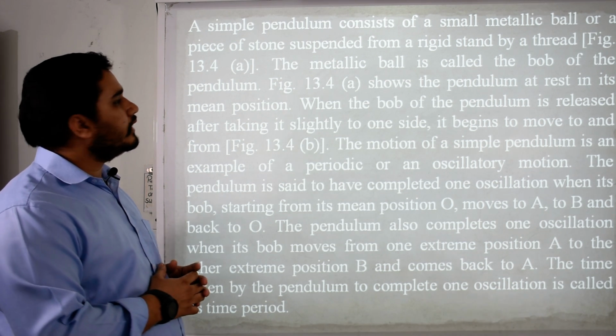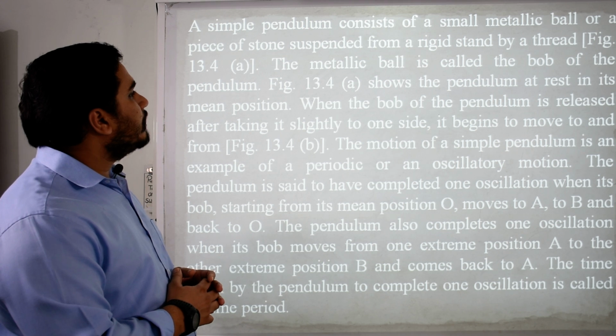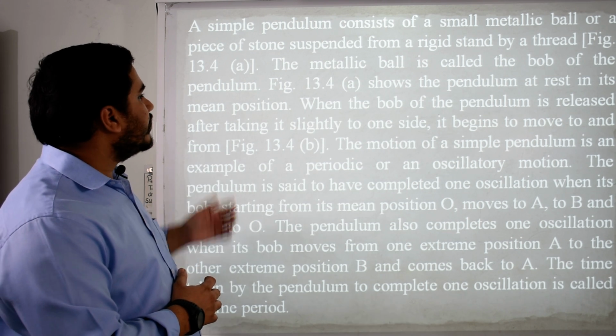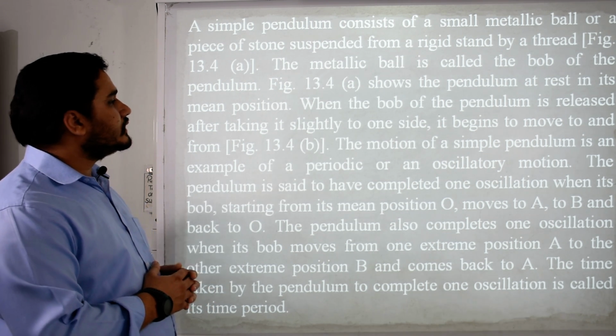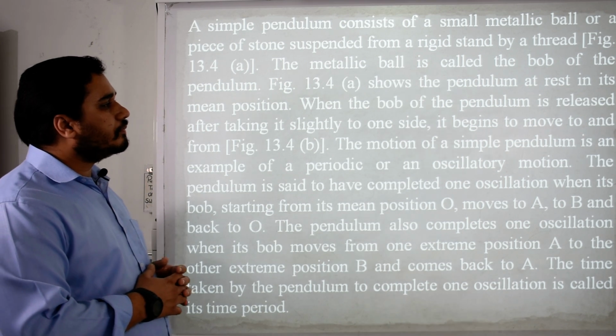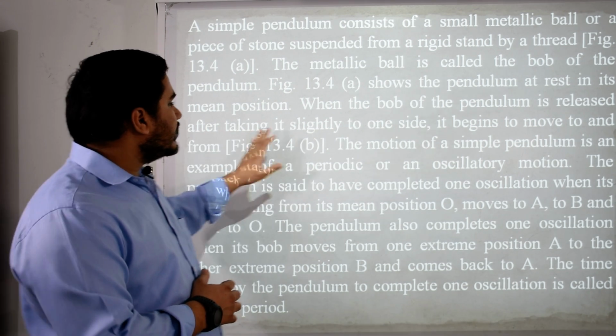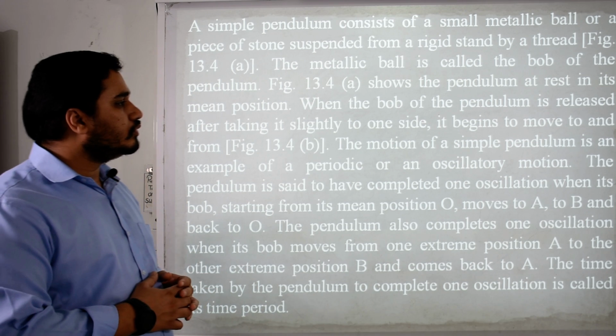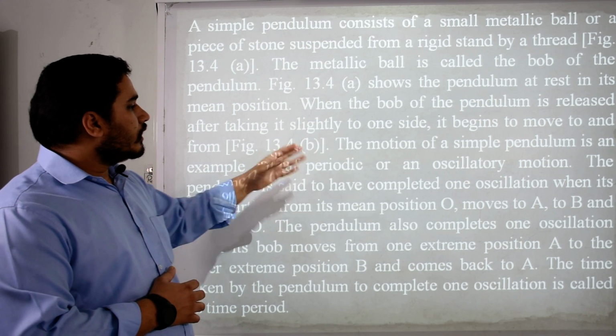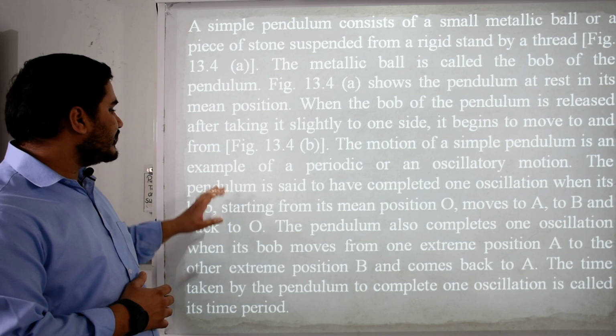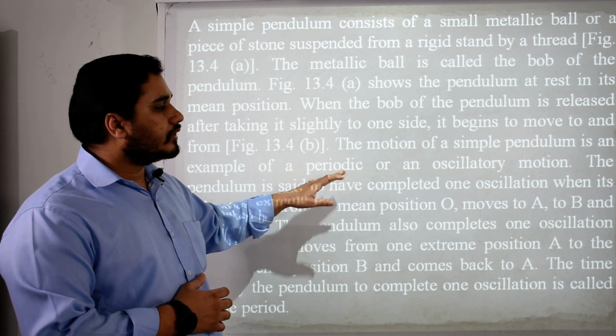rigid stand by a thread, as you see in the figure. The metallic ball is called the bob of the pendulum. The figure shows the pendulum at rest in its mean position. When the bob of the pendulum is released, after taking it slightly to one side, it begins to move to and fro. The motion of a simple pendulum is an example of a periodic or an oscillatory motion.